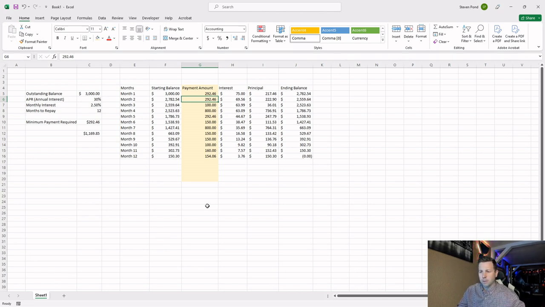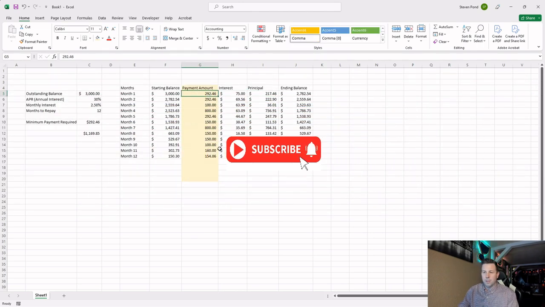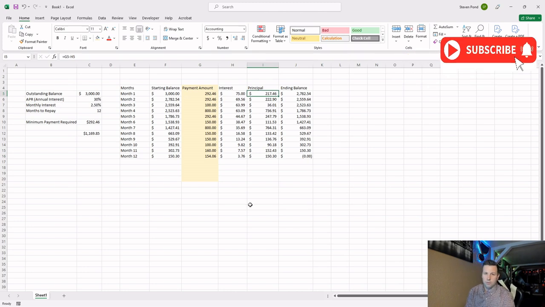One thing you're going to notice here too is the interest drops off considerably. The principal is kind of hard to read here because it's all staggered. But the interest, again, is fixed, right? It's just 2.5% every single month on the starting balance. So as you pay this off, the starting balance gets less and less, right? You can see this trending down every single month. And with it, the interest is nosediving as well, right? So from $75 in month 1 to $3.76 in the final month. So when you paid $154.06, $150 of that went straight off the principal. Whereas in month 1, you paid $292, but only $217 went to principal. So it's a huge difference.